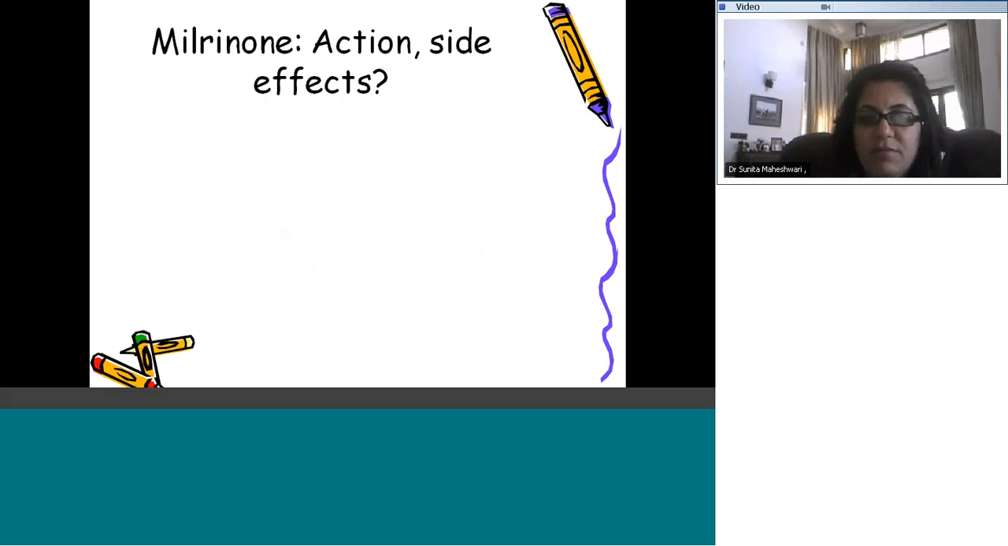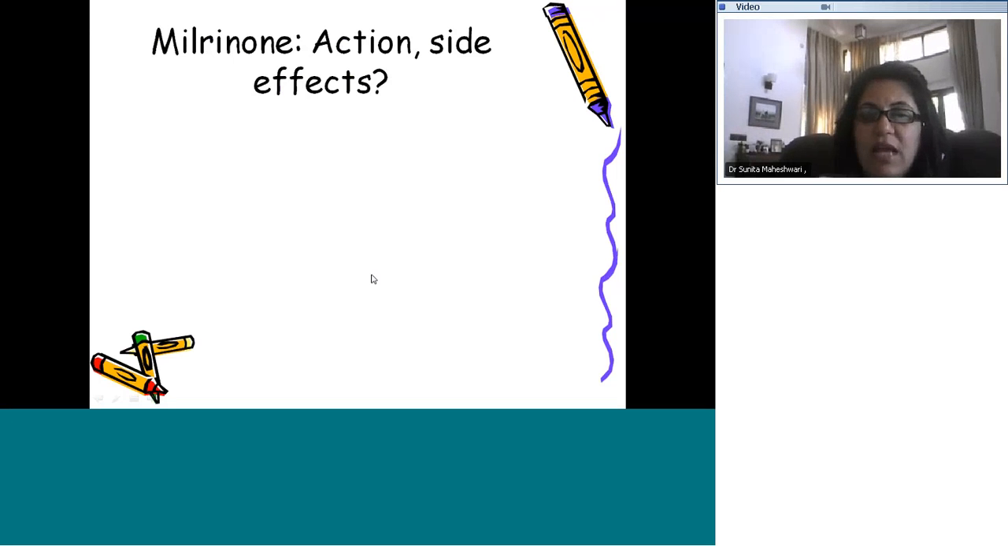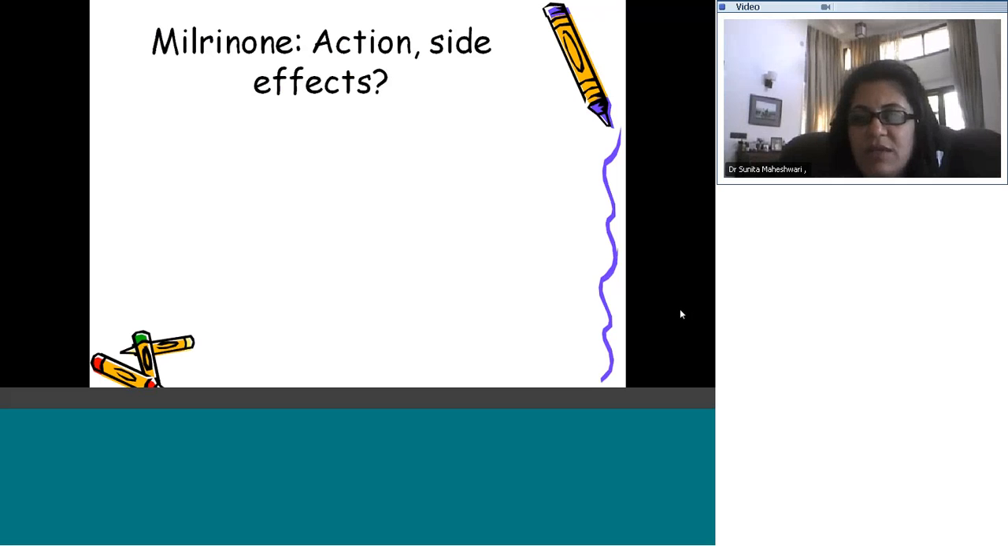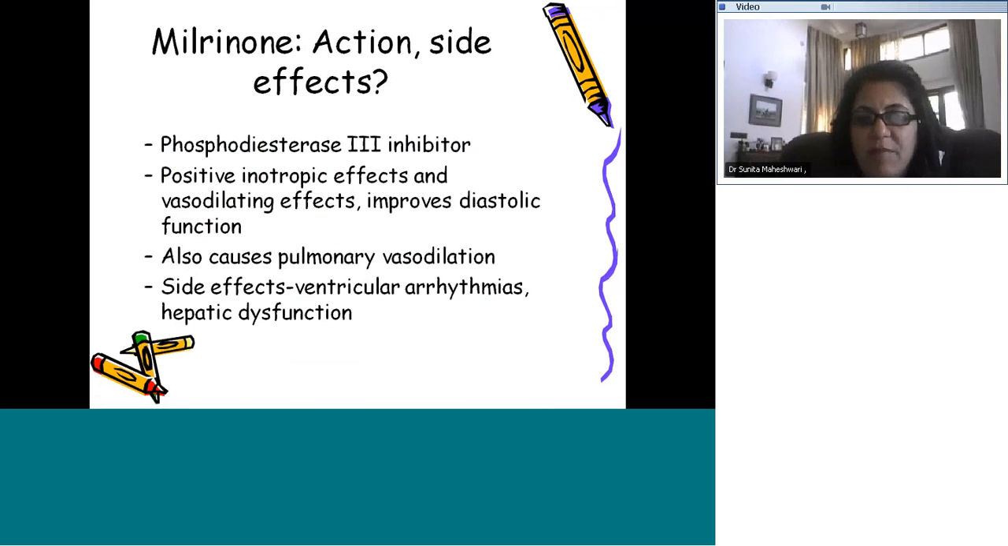Action of Milrinone. How does it act? Yes, it's a phosphodiesterase 3 inhibitor, right? Inodilator. Side effects of Milrinone? Side effects? Thrombocytopenia, hypotension, hepatic dysfunction. Does anyone say that?